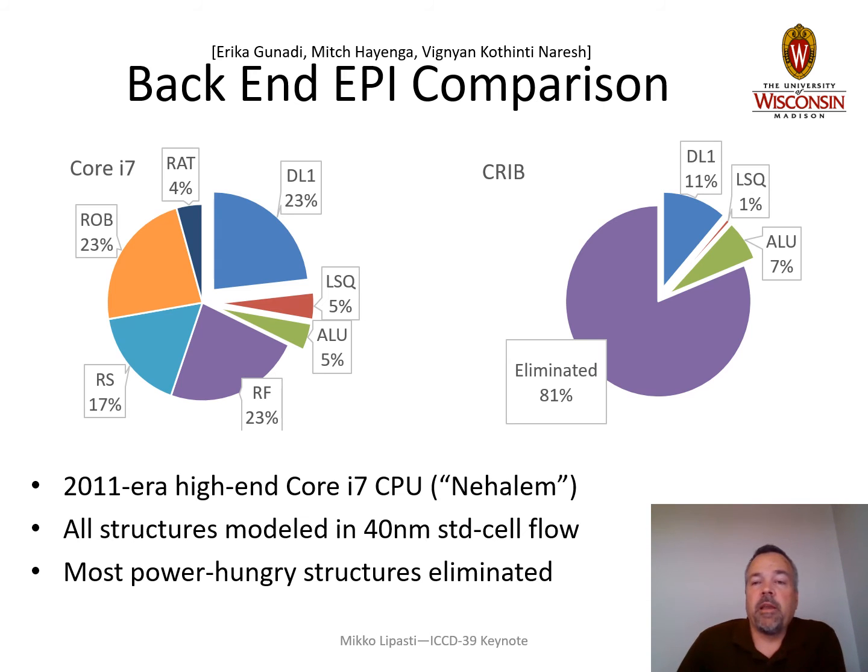The ALU piece of the pie actually grows a little bit, and the reason is that we're including all of the muxing in the interconnect of the spatial microarchitecture that routes operands around. We don't have an easy way of separating that out, so it's the ALU plus the interconnect as opposed to just the ALU on the Core i7 side. So the bottom line is most of the power hungry structures are completely eliminated, and we are eliminating about 80% of all of the energy and power in the back end at comparable performance levels.